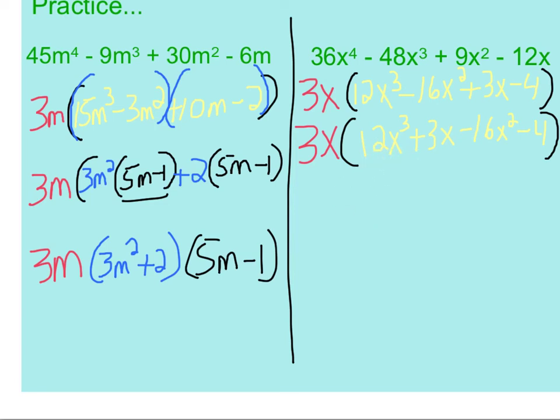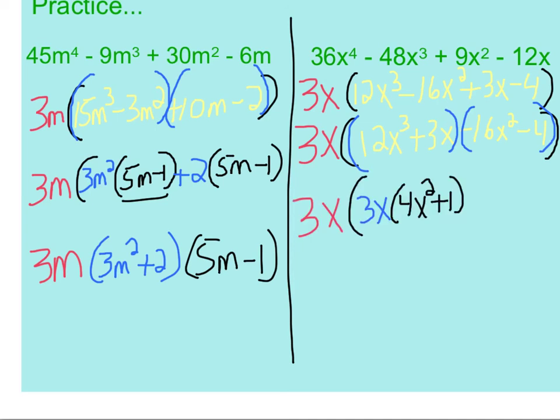Let's continue now and put parentheses around the first 2 and parentheses around the second 2 to group them, and let's factor by grouping. Let's take a quick look here. I brought the 3x down, and I said to myself, what's the greatest common factor between 3x and 12x cubed? And I could divide each of these by a 3x. So I divide this by 3x and this by 3x, and I end up with 4x squared plus 1.